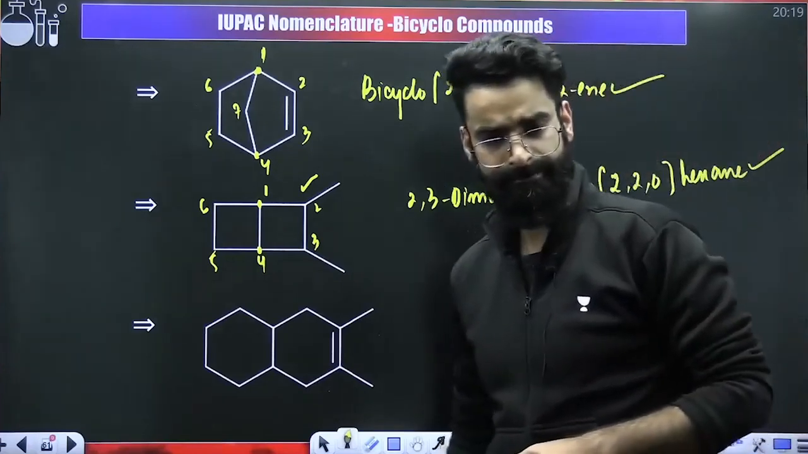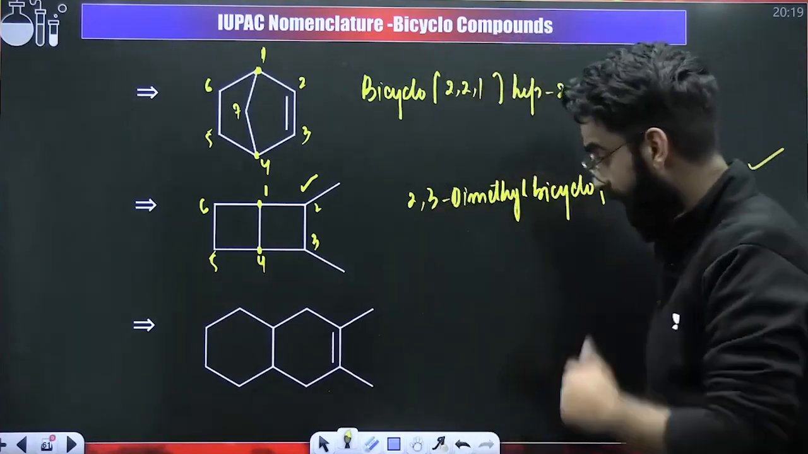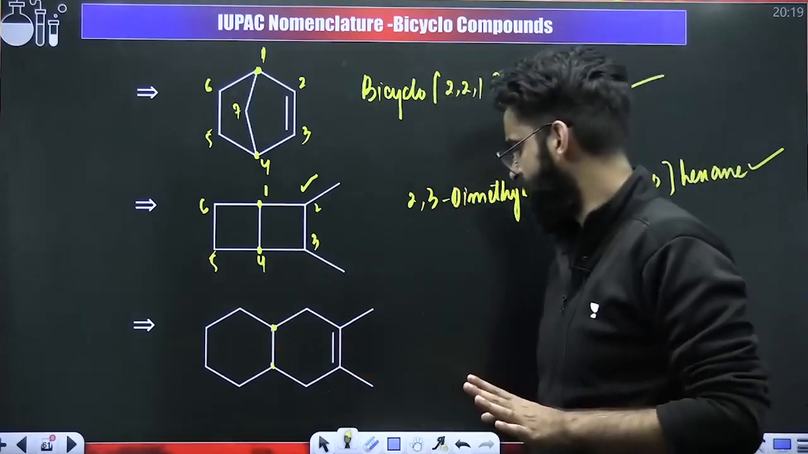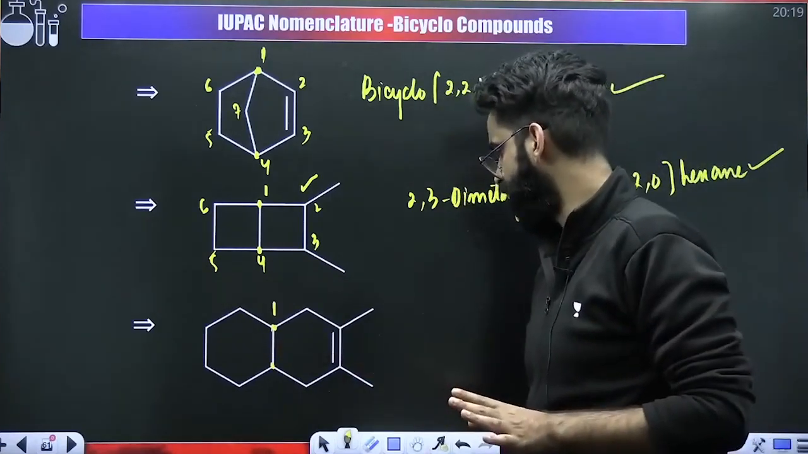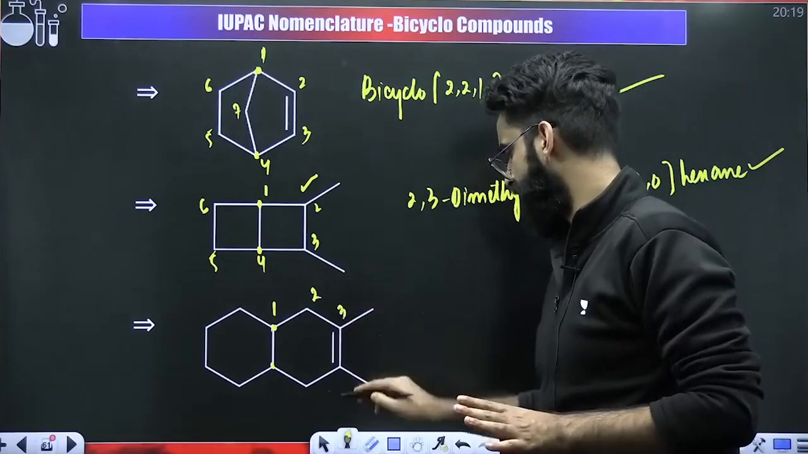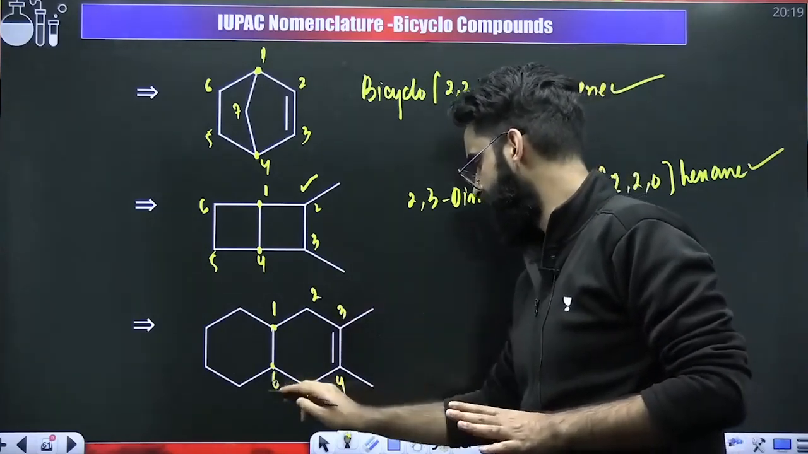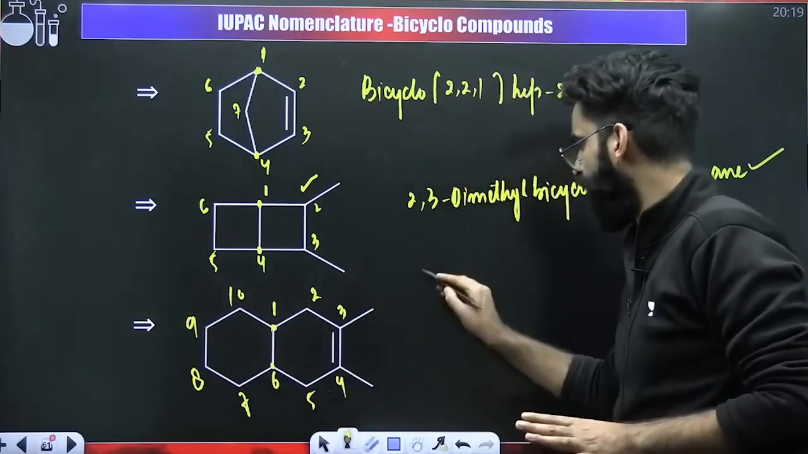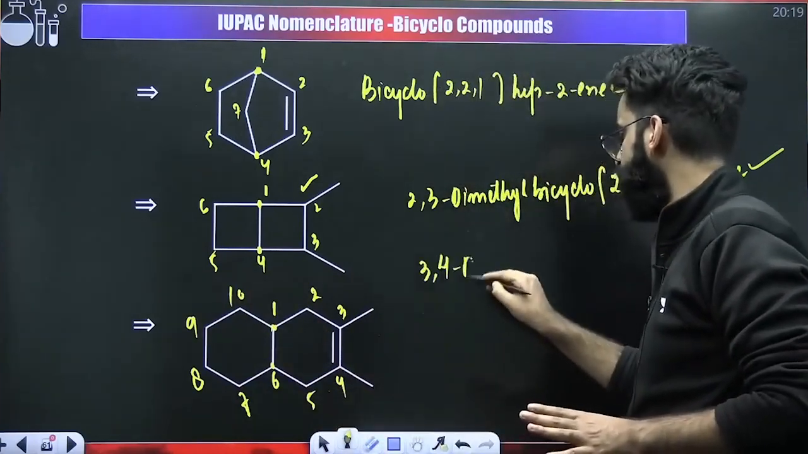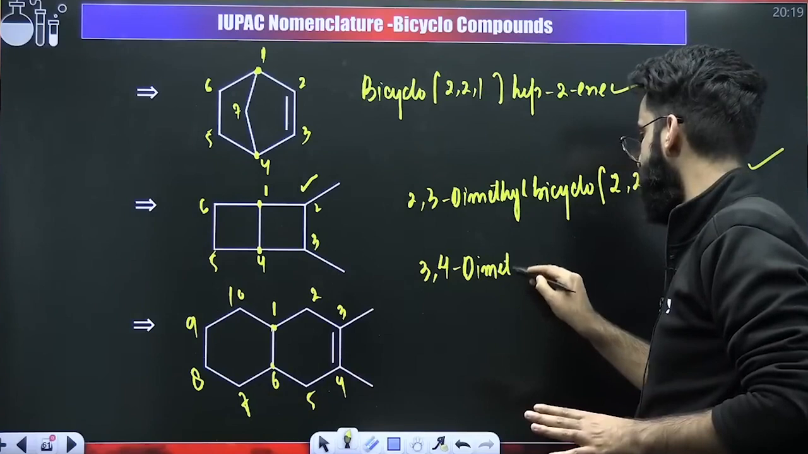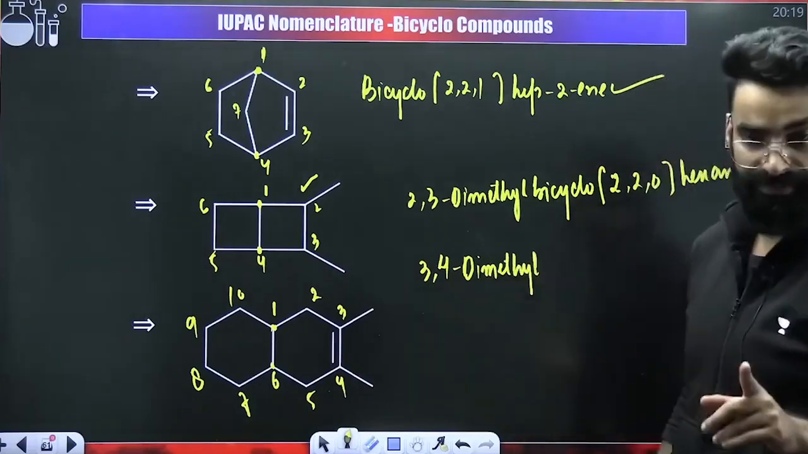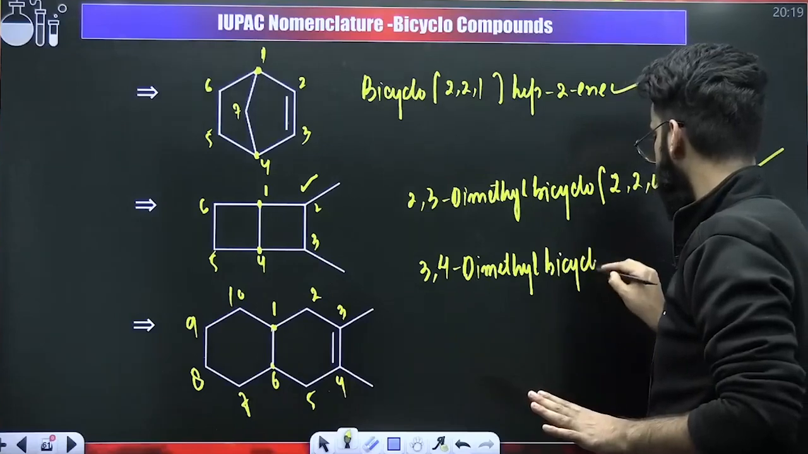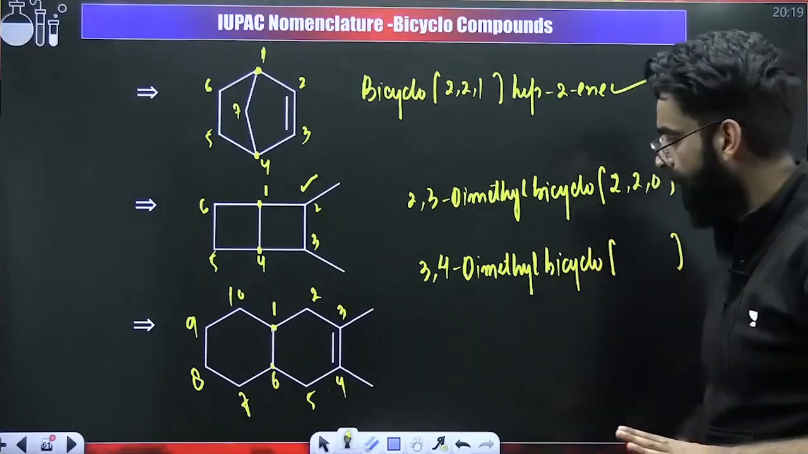Perfect, guys? Okay, the next one. Both the rings are equal in size. Let me start from here. This is 1, 2, 3, 4, 5, 6, 7, 8, 9, 10. So 3, 4 dimethyl. After that, bicyclo.